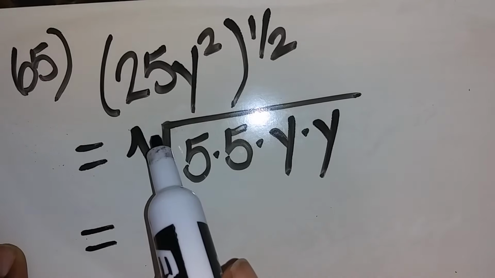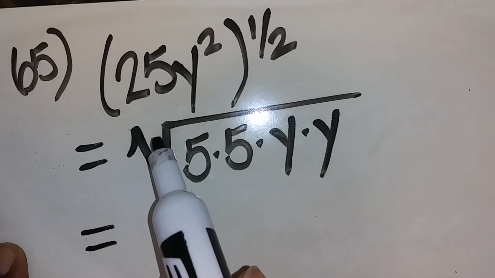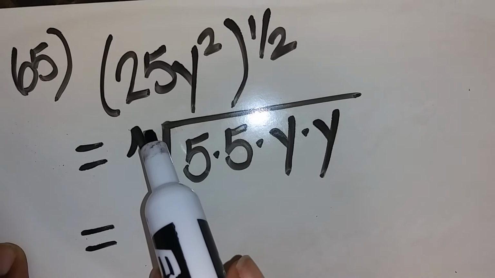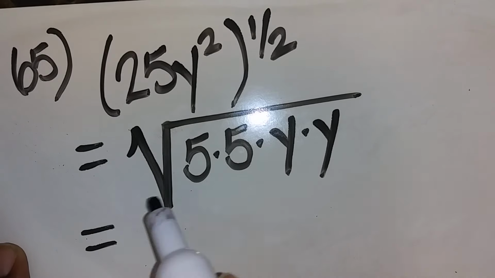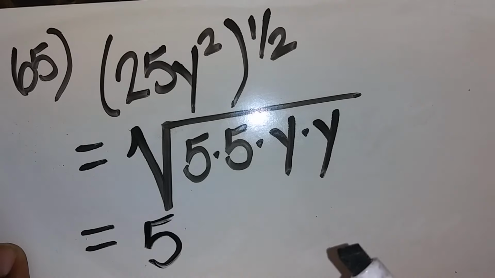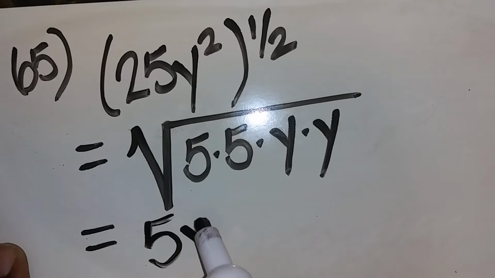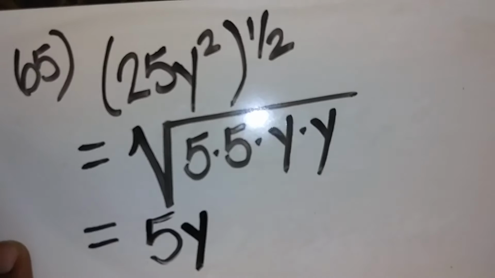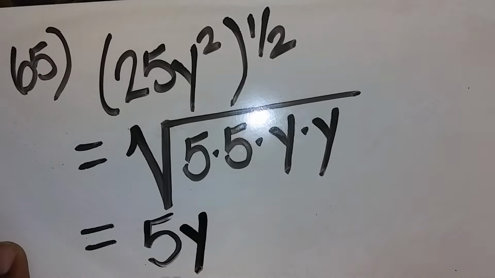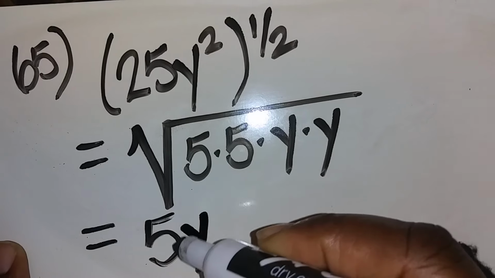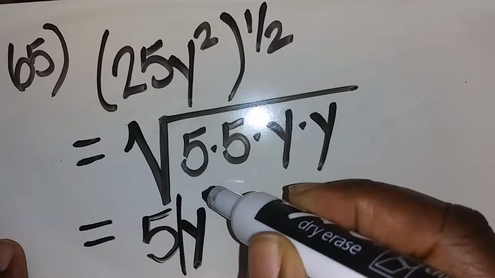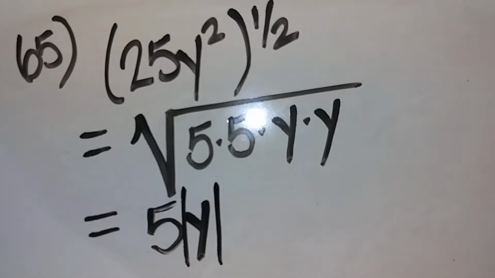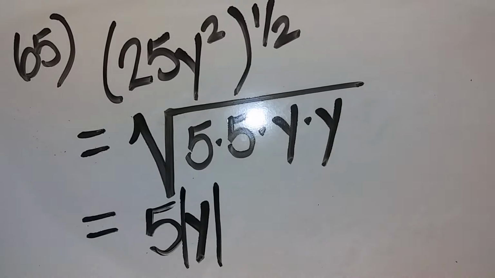We know this is understood to be a square root. If I do not see a number, it is an understood 2 in the index. So I need two of the same. I see a pair of 5s and I see a pair of y's. So my answer is 5y. But we want to remember that whatever y is, we want that answer to come out positive. So we're going to put those absolute value bars around that y. And that makes sure we don't come across any answers that are not real.